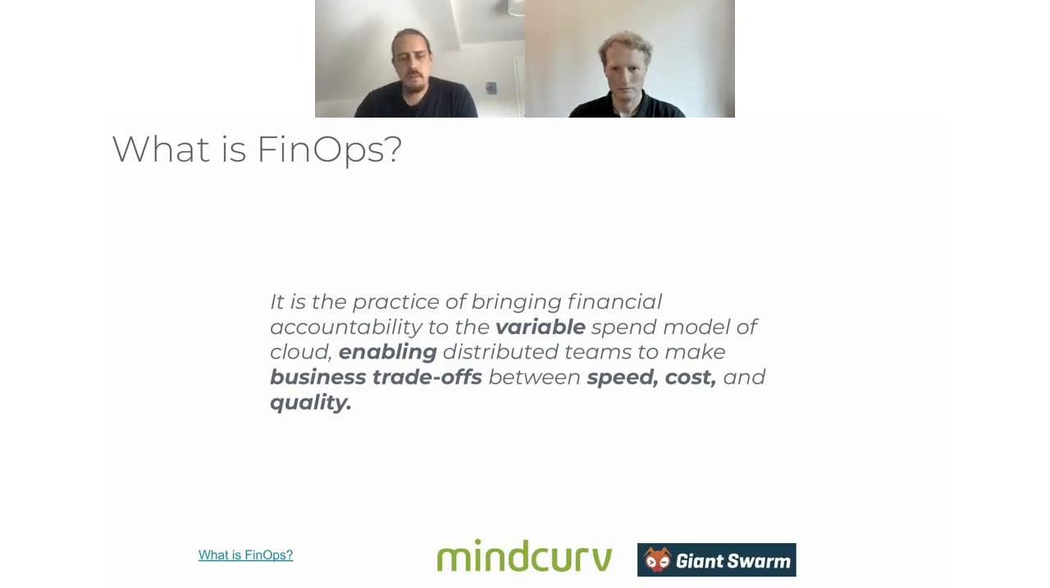But first of all, start with the official definition. There's one, what is FinOps? It's a practice of bringing financial accountability to the variable spend model of cloud, enabling distributed teams to make business trade-offs between speed, cost, and quality. So in this talk, we'll pretty much focus on the balance between speed, cost, and quality on a Kubernetes platform.